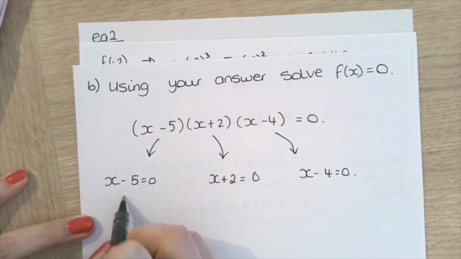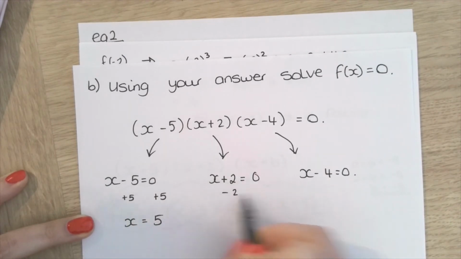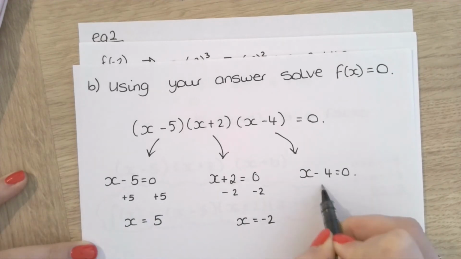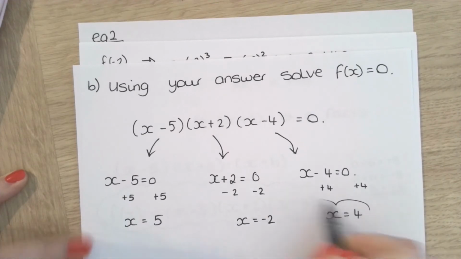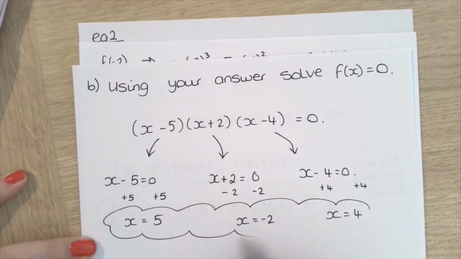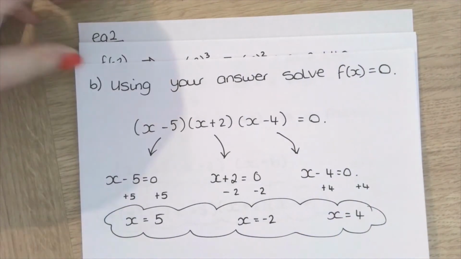Add 5 to both sides. You may be able to do this straight away anyway, that's fine. x equals 5. Subtract 2 from both sides, x equals negative 2. Add 4 to both sides, x equals 4. And those are your final 3 answers to solving f of x is equal to 0.